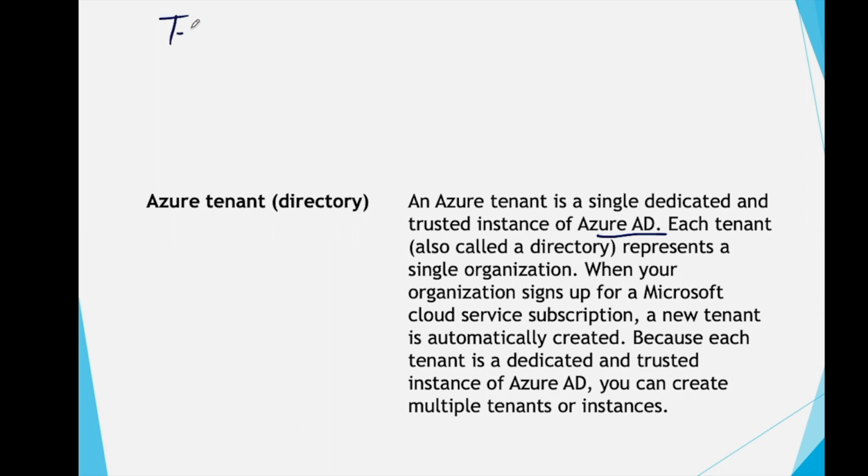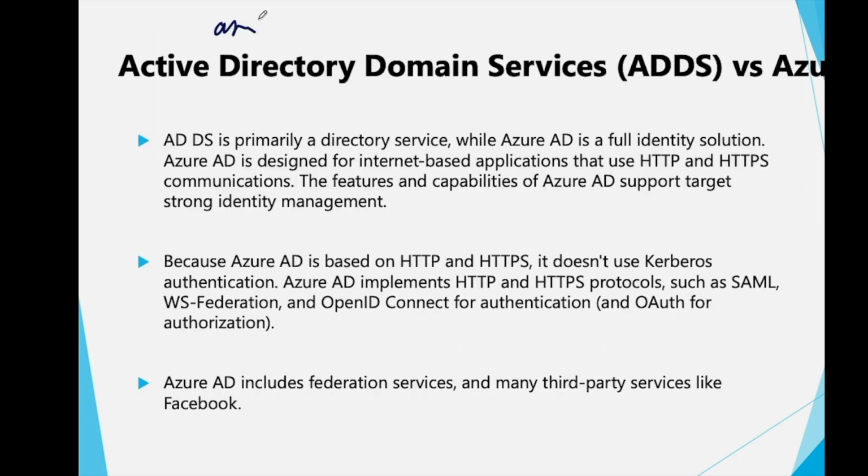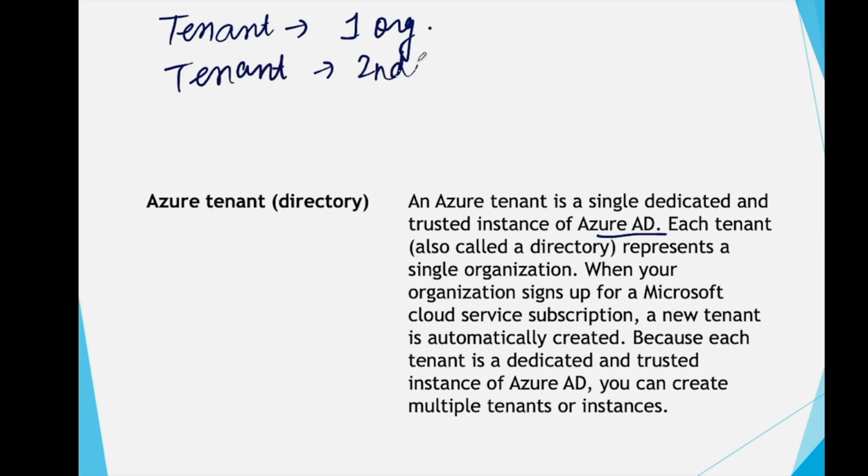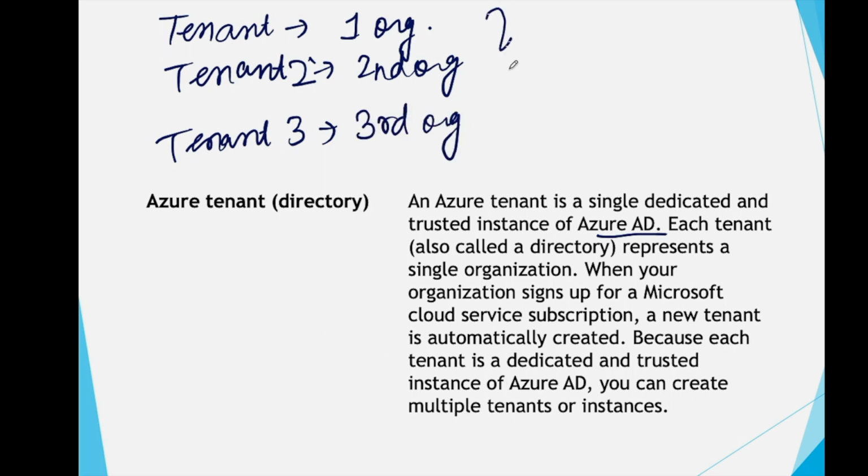To make things more clear, if we have one tenant, it represents one organization. That means you can have more than one tenant as well. This is a representation of your second organization, tenant number 2. Tenant number 3 will be a representation of your third organization. And they are all part of the same account.